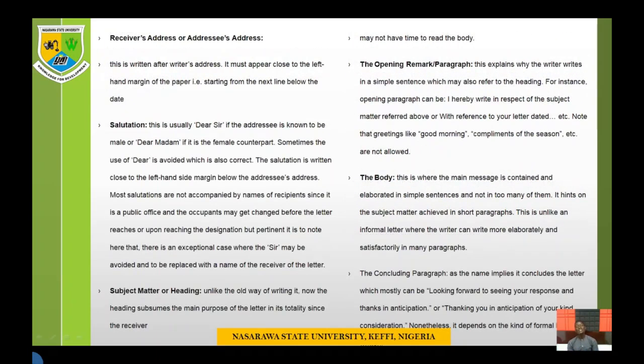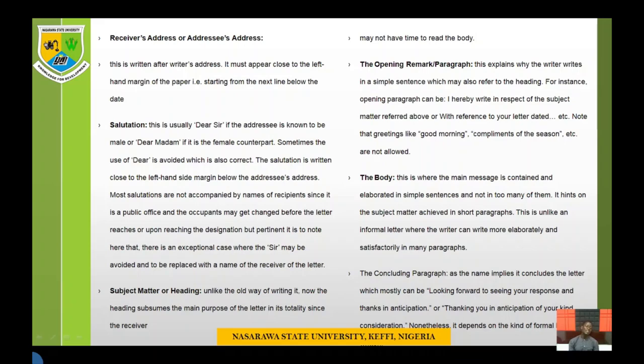The next one is receiver's address or addressee's address. This is the address of the person the writer is writing to. That is the person we refer to as addressee. So when you have your address, you have to also identify the address of the person to receive your letter, and this is written after the writer's address, and it must appear close to the left hand margin of the paper, starting from the next line below the date, but not the same right hand side, but the left hand margin of the paper.